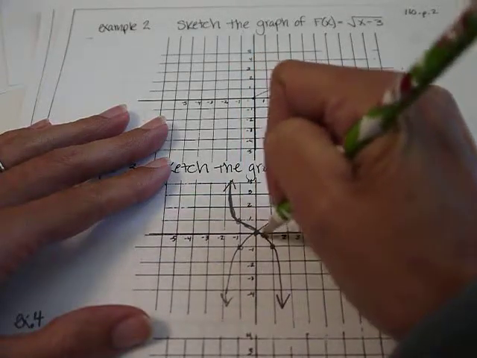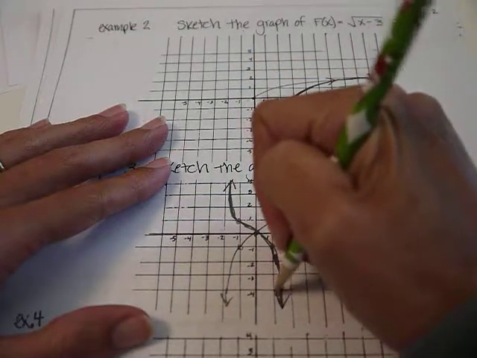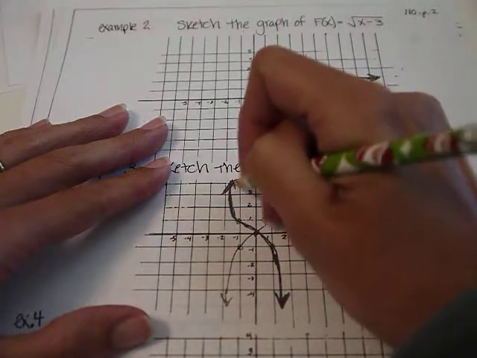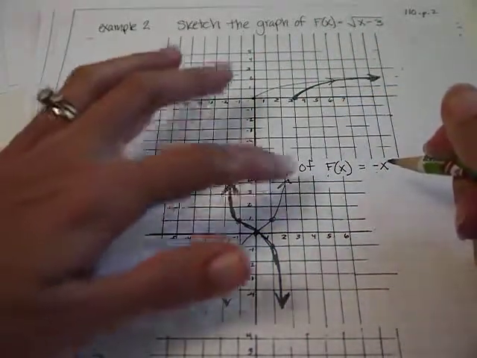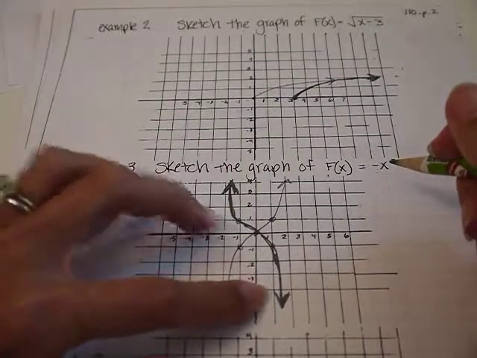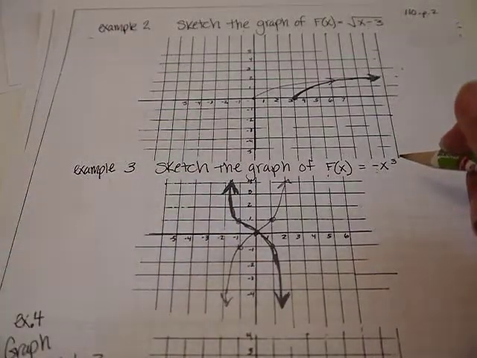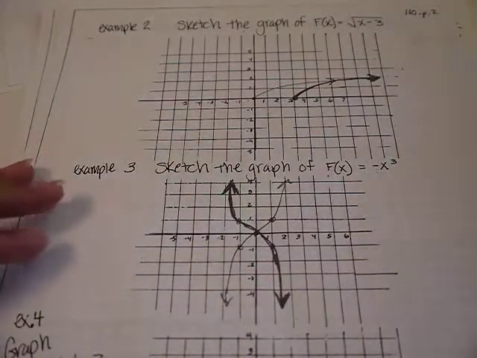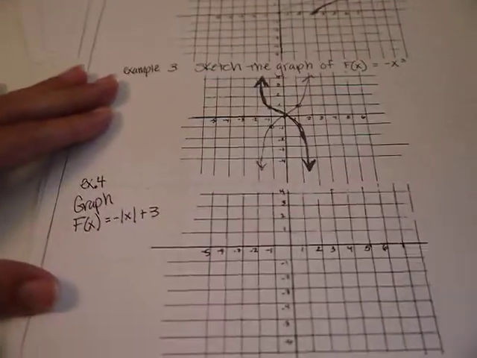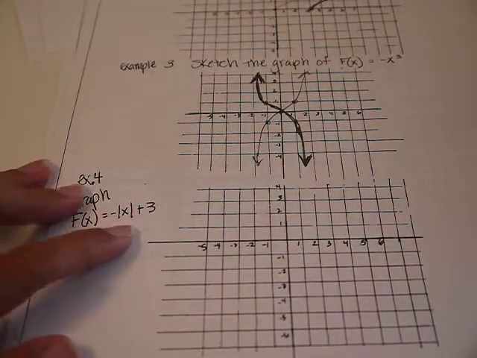Make it darker. Okay, so that was the parent, and then this was the translation, the transformation, or the reflection of it. All right, now let's put a few transformations together.